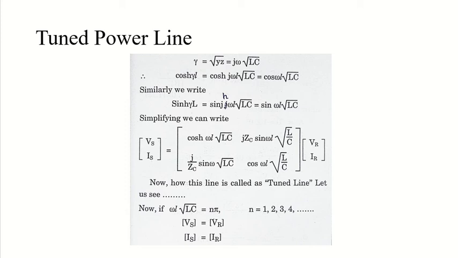In medium transmission lines, we have seen two representation methods called nominal T and nominal pi representation. And for long transmission lines, we have seen a method which is called the rigorous method. And today, in continuation to that, we are going to discuss tuned power lines.